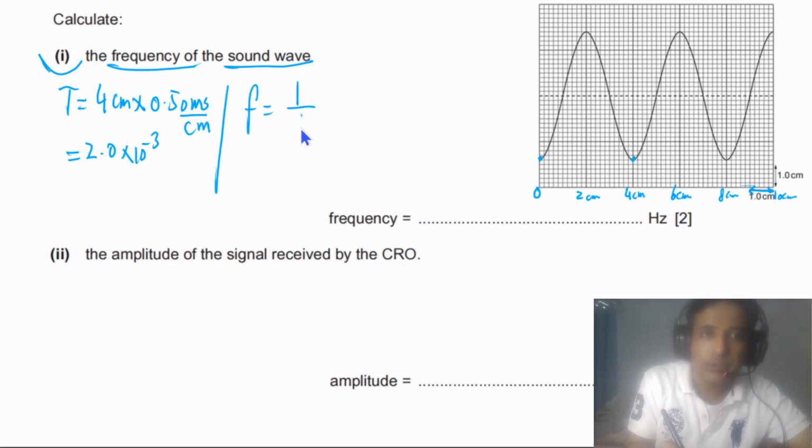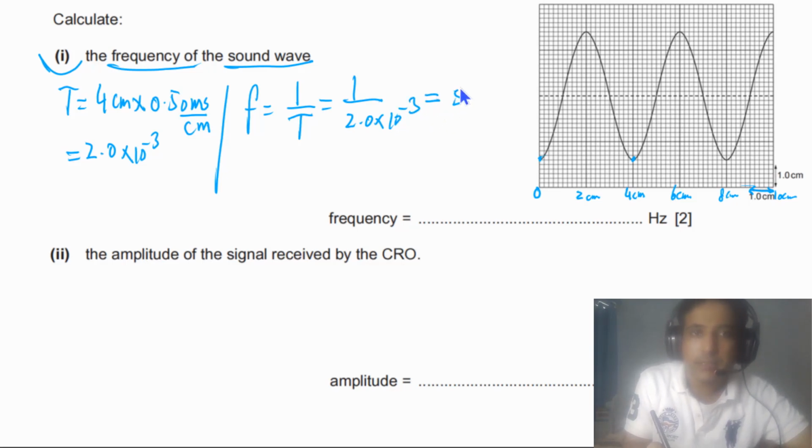Frequency is simply equal to 1 over time period. So we have 1 divided by 2.0 times 10 to the minus 3. The answer we will get in this case will be equal to 500 hertz. So this is the final answer: 500 hertz.